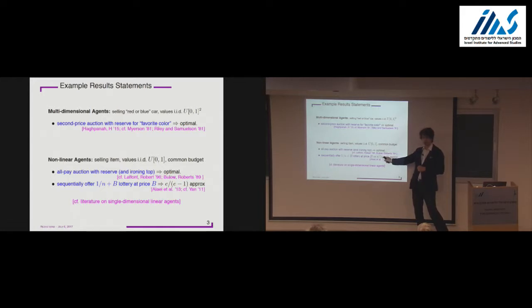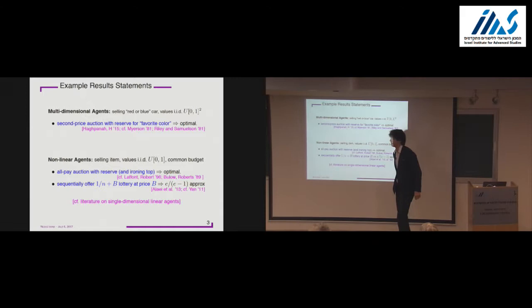I write my approximations as numbers bigger than 1. I want them to be small. This contrasts with how Tim wrote his approximations as numbers less than 1, and he wanted them to be big. 1.58 is 1 over 0.63. It's the exact same approximation factor Tim was showing in his talk. So that's an example theorem. When things get complicated, that's a simple mechanism that doesn't do complicated ironing and complicated reserve pricing. It just offers a posted price over lotteries, and the first person who comes and wants to buy and then receives the item from the lottery wins the item.